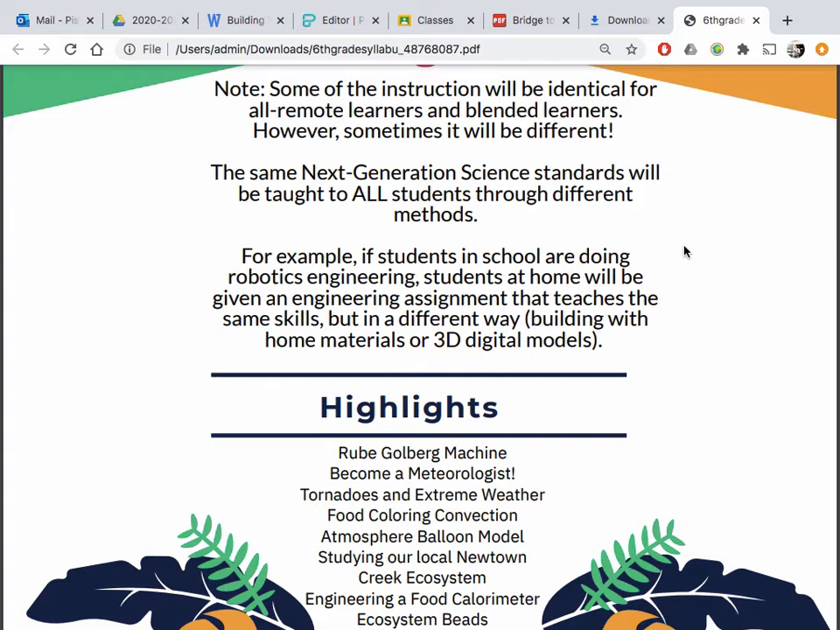Or if there's an engineering assignment, same thing. It might just be building something with different materials at home.